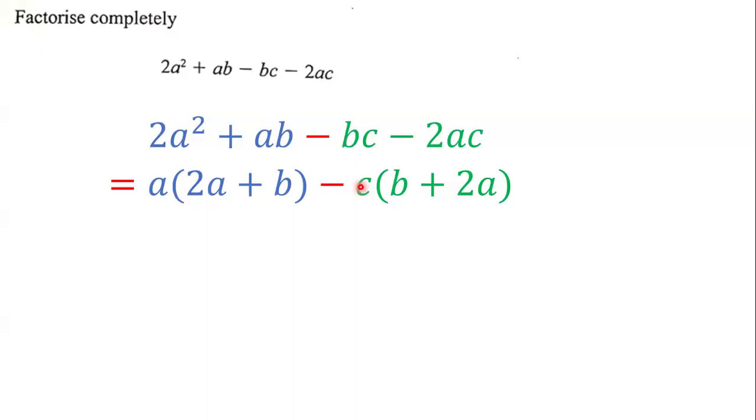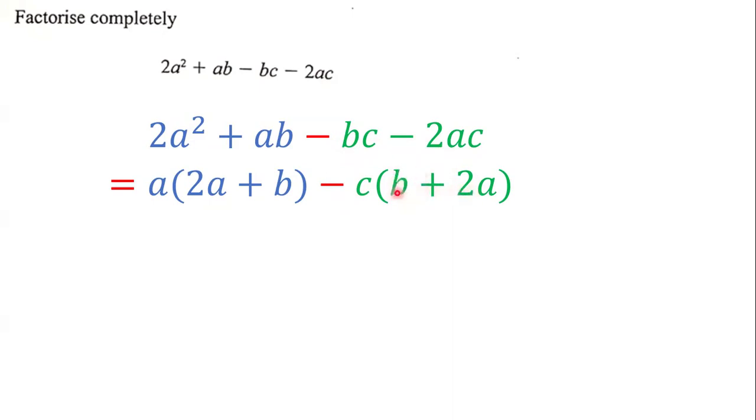And that's important because negative c times b gives us negative bc, and negative c times positive 2a gives us negative 2ac. That's why we factor out a negative c. Again, negative c times b gives us negative bc, and negative c times positive 2a gives us negative 2ac, because a negative times a positive is a negative.